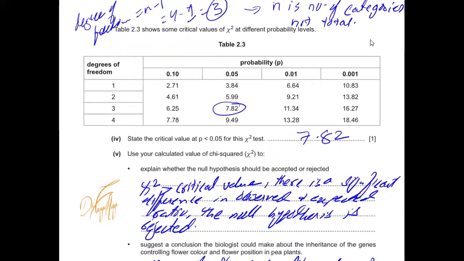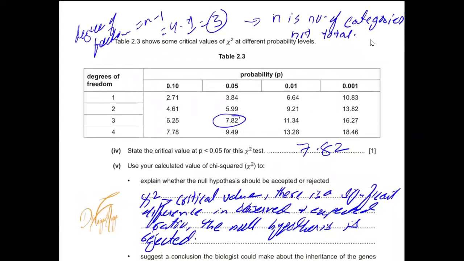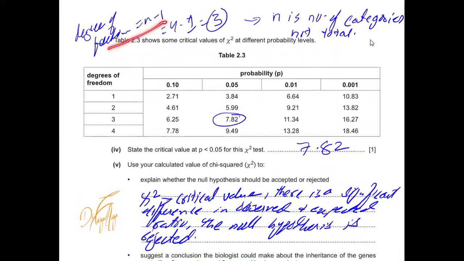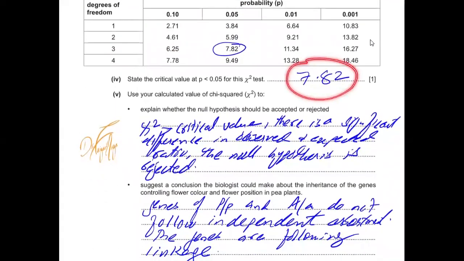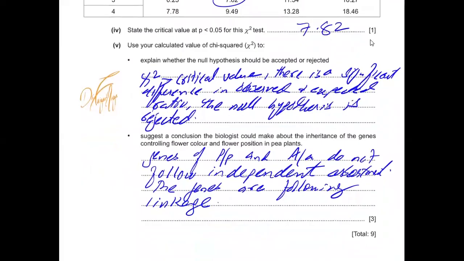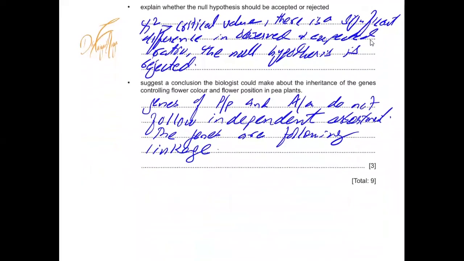Next, we work out the degrees of freedom. In the chi-square test, we calculate the degrees of freedom as n minus 1. 4 minus 1 is 3. With 3 degrees of freedom, the probability level is taken as 0.05. The critical value is 7.82. Our chi-squared is greater than 7.82, so we know there is a significant difference, and the null hypothesis will be rejected.